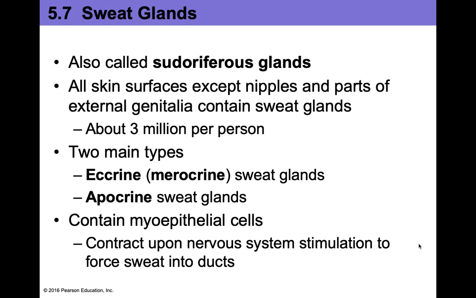They produce sweat. They are in all skin surfaces except for the nipples and parts of the external genitalia. There's about 3 million different sweat glands in each person, and if lined up end to end, they account for about 50 inches of glands whose sole purpose is to make you sweat. There are two main types, the Eccrine or Merocrine sweat glands, and then the Apocrine sweat glands. So these contain myoepithelial cells, which contract upon nervous system stimulation to force sweat into the ducts.